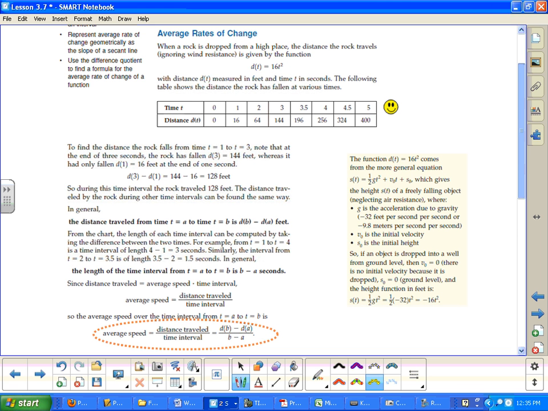Well, the question is then, what is the average rate of change during that time? The average rate of change is we just take the distance traveled divided by the time it takes to get there, right? Okay. When you're looking at speed, it is like a rate of change, correct? Yes or no? Okay.